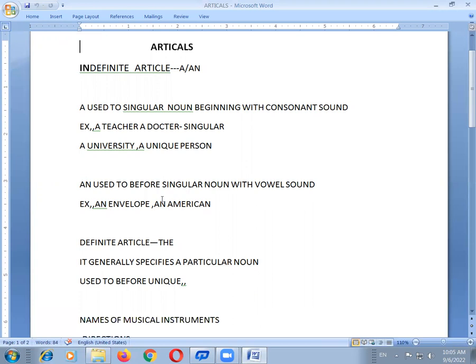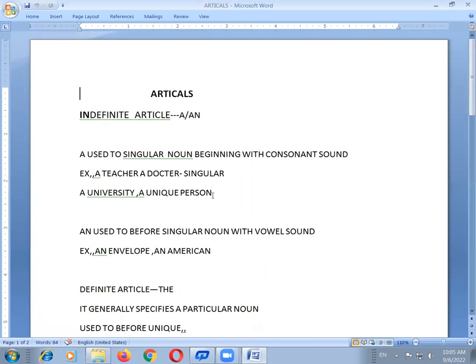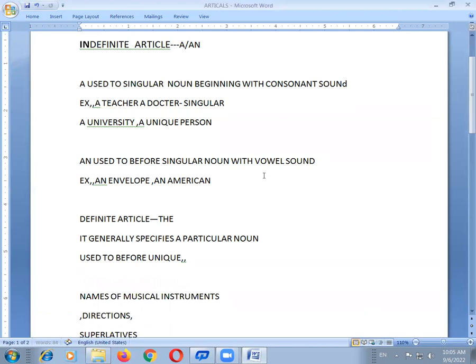So a is used before a singular noun which begins with a consonant sound. Consonant sounds means, for example, consonants except A, E, I, O, U are called consonant sounds. For example, a balloon, a champion, a drum, a finger. We can use a commonly before a singular noun.